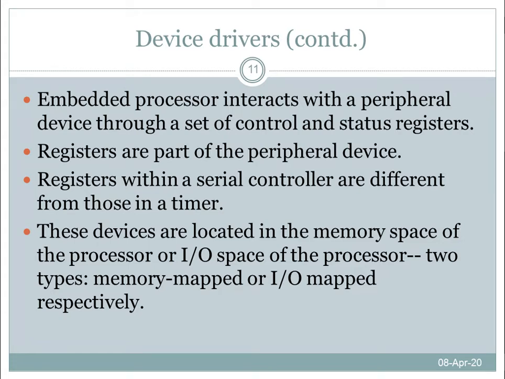So we have to access their status registers, which in controller language we call SFRs, special function registers. These special function registers are written in the UART initialization.c APIs. The UART initialization API is used to initialize the SFRs. They are going to perform the read operation and the write operation. The registers are part of the peripheral device. Registers within the serial controller are different from those of the timers.